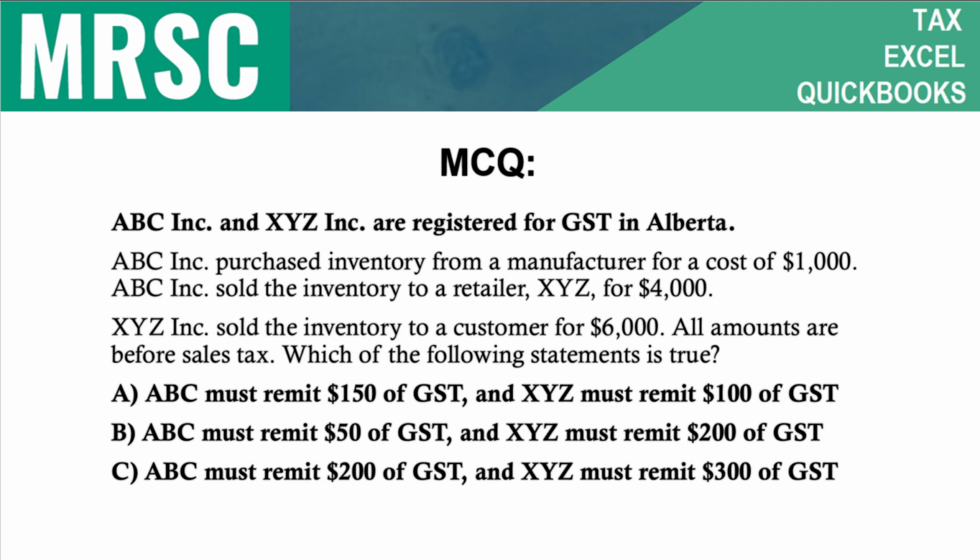If your answer was A, you're correct. The 150 is calculated by taking the 4K that ABC sold the goods for, less the 1,000 it paid for them, times 5%. The 100 that XYZ must remit is calculated by taking the 6,000 that it sold the goods for minus the 4,000 it paid for them and multiplying that amount by 5%.